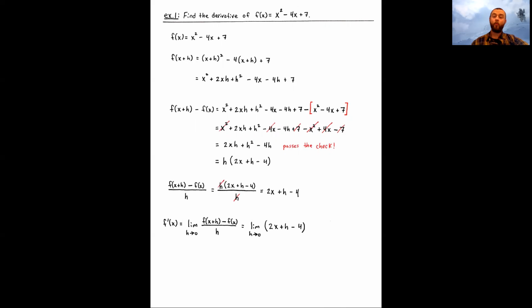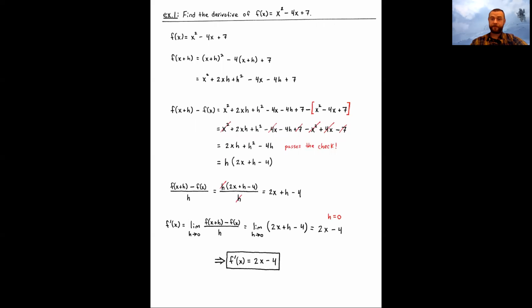And at this point, we already eliminated the indeterminate form. That was all the algebraic steps above. So there is no more indeterminate form. So we can evaluate by substituting or plugging in h equals 0. And we get as our limit the derivative as a function, f prime of x. We get that it comes out to 2x minus 4. So for our function f of x equals x squared minus 4x plus 7, the derivative f prime is 2x minus 4.